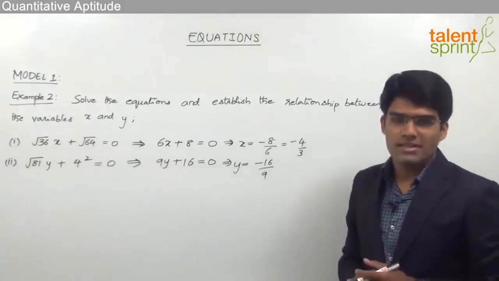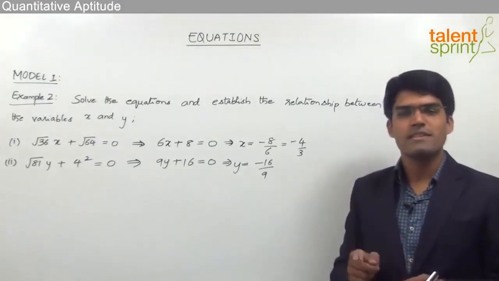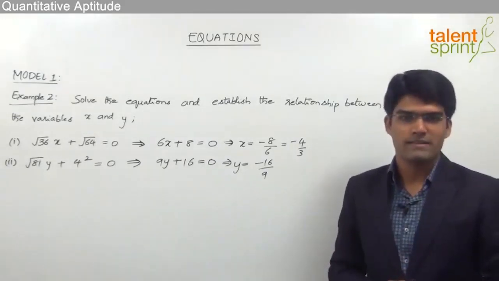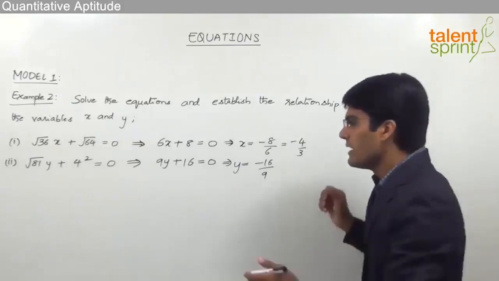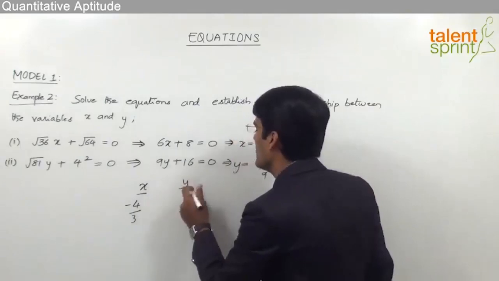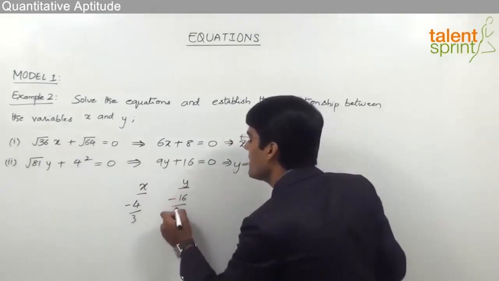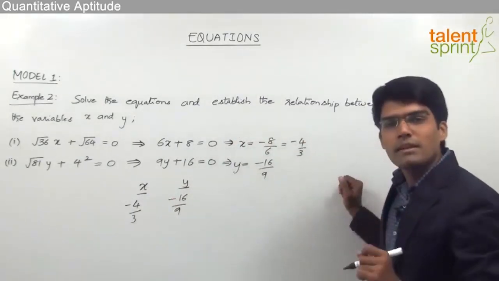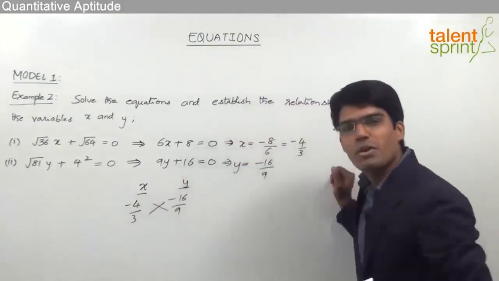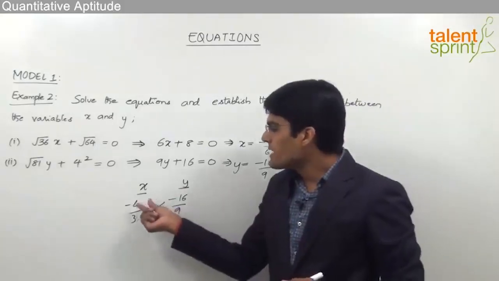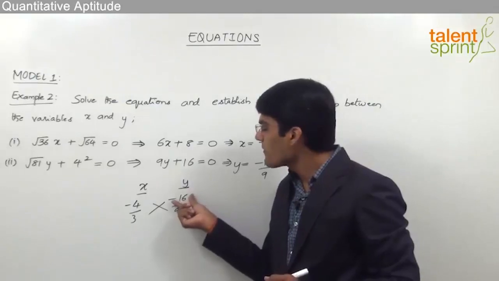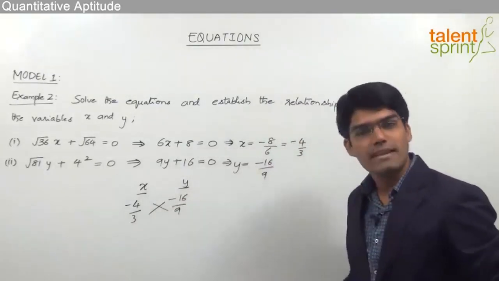The comparison of fractions can be done in a number of ways, but the best way to compare two fractions would be cross multiplication of the two fractions. Let us understand how to do that. The variable x here is equal to minus 4 by 3 and the other variable y is equal to minus 16 by 9. Now, as per the method of cross multiplication, we simply cross multiply the numerators and denominators of these two fractions. That means the numerator of fraction x is multiplied by the denominator of fraction y, and the numerator of y is multiplied by the denominator of x.